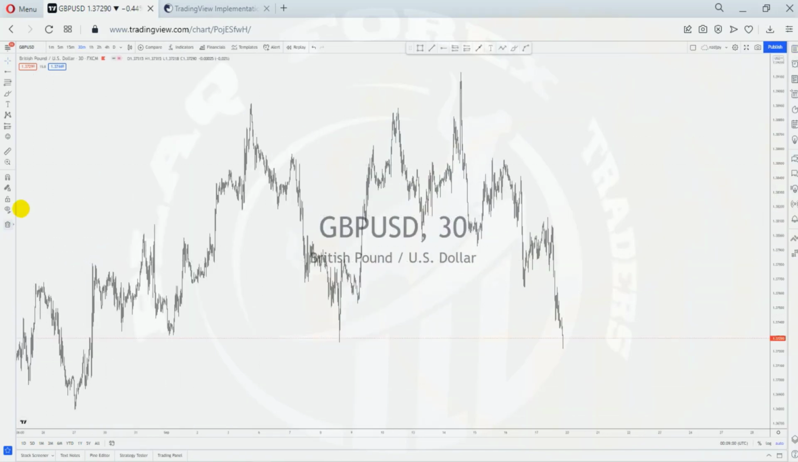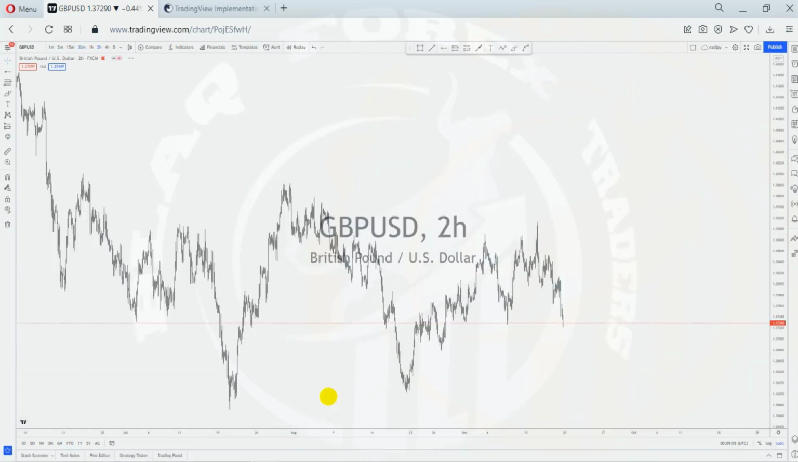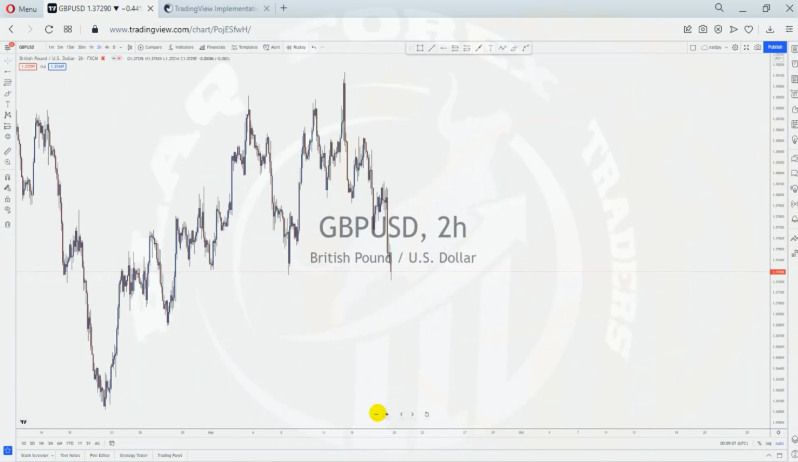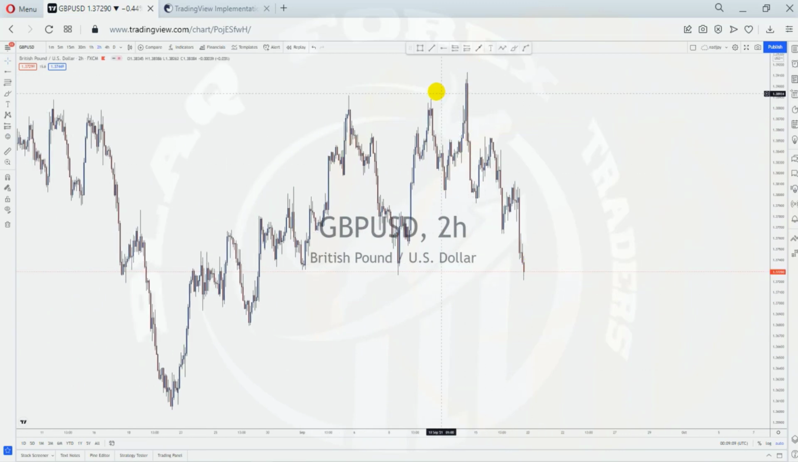Let's go to the 2 hour time frame on this one. Let me zoom it out so you can see. Apart from this drop here, GBPUSD has been going up and down, but they're in a downtrend here. They're in a downtrend.